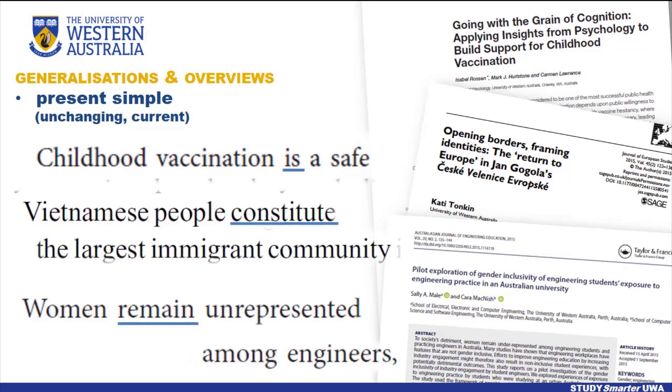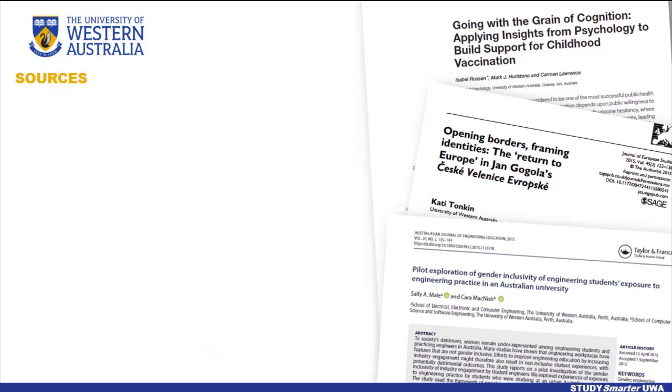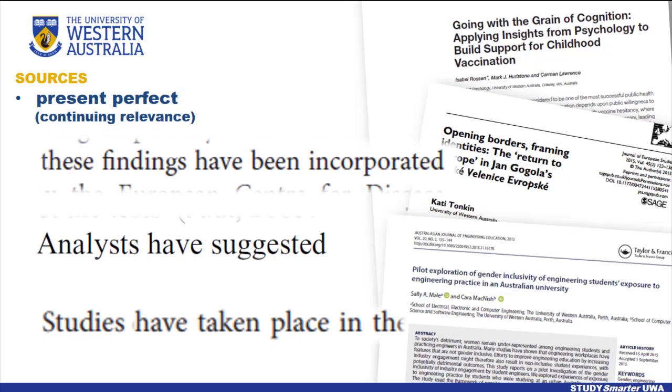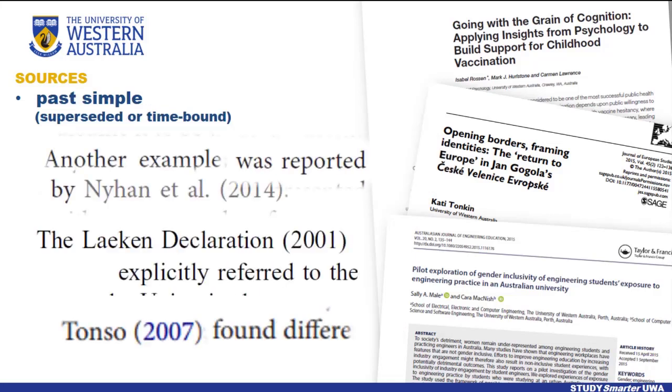As you turn your attention to other sources, whether as part of a dedicated literature review or as part of ongoing engagement with existing literature, you have a few options. First, if the source you are citing has continued relevance in the field or for your specific study, you would typically use the present perfect form. Whereas if the source has been superseded in some way or is specifically time-bound, you would use the past simple.